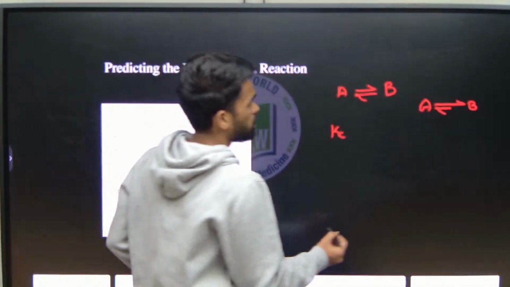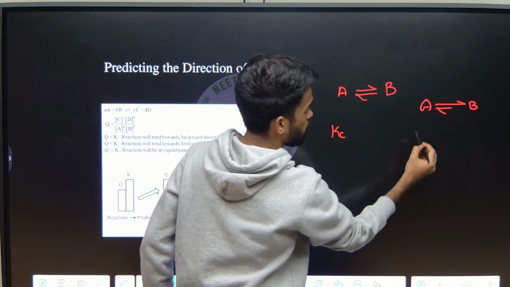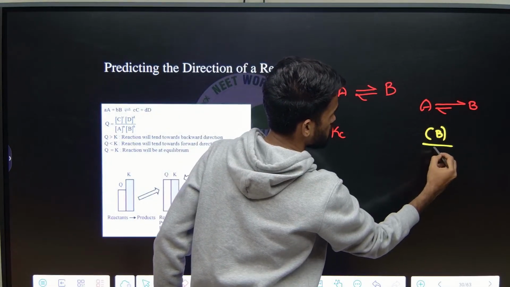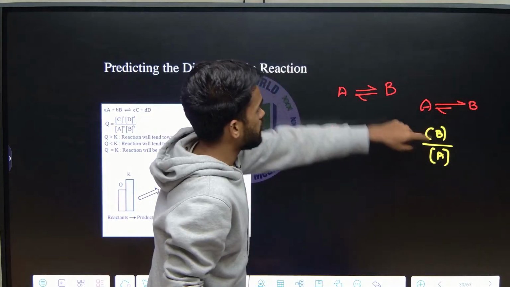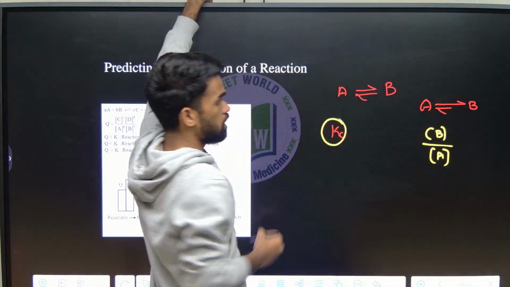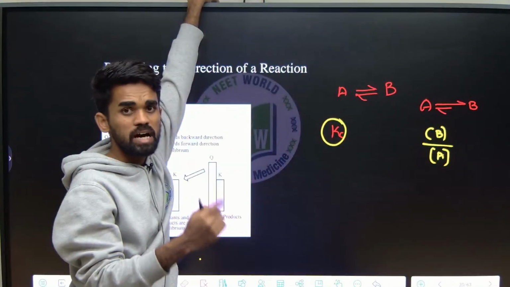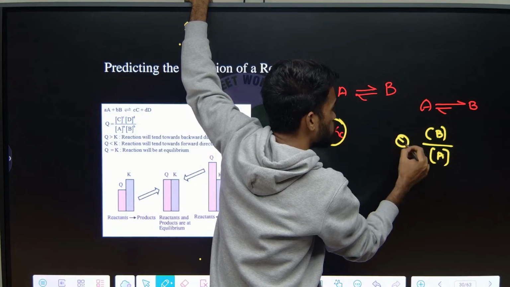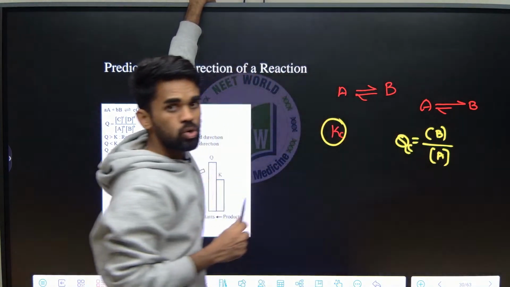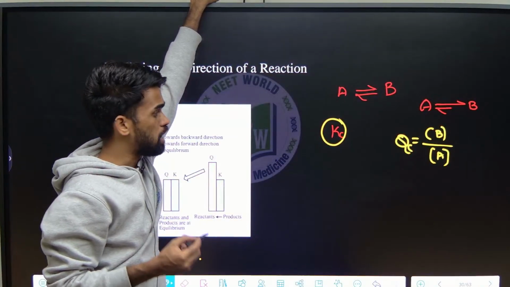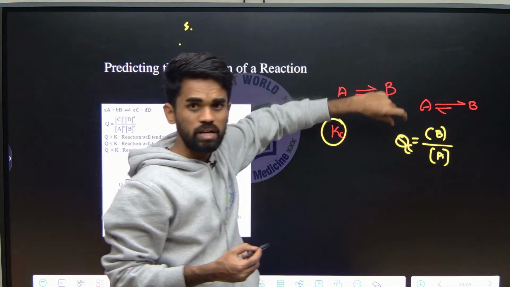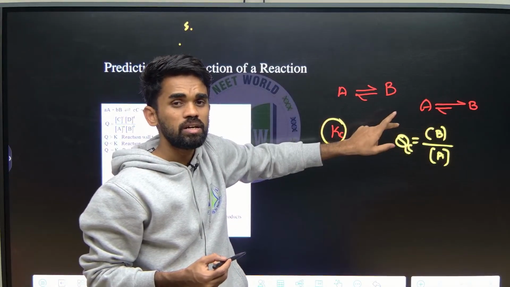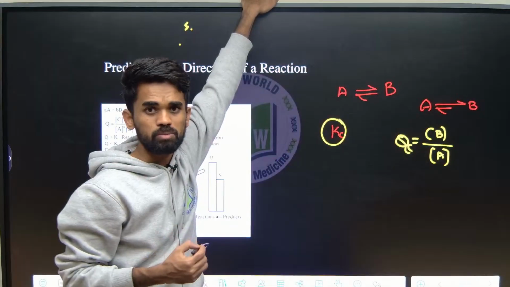So here, whatever the ratio of concentrations you write, like concentration of B by concentration of A, if we write this at equilibrium, we say it is Kc. But other than equilibrium conditions, if we write the ratio of concentration of product by concentration of reactant, you should not call it Kc, you should say it is Qc, that is the reaction quotient. So what is meant by reaction quotient? Reaction quotient is the concentration of product by concentration of reactant at any state other than the equilibrium state.